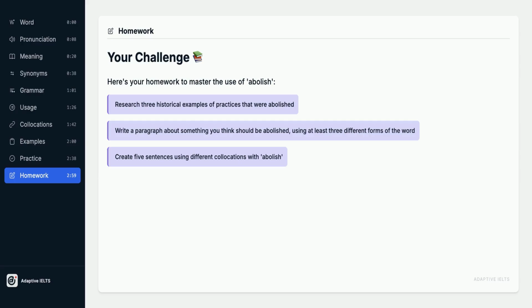Here's a final pro tip. When using abolish in your IELTS responses, always provide specific examples and historical context. For instance, instead of just saying slavery was abolished, you could say the Slavery Abolition Act of 1833 abolished slavery throughout the British Empire, marking a significant milestone in human rights history.